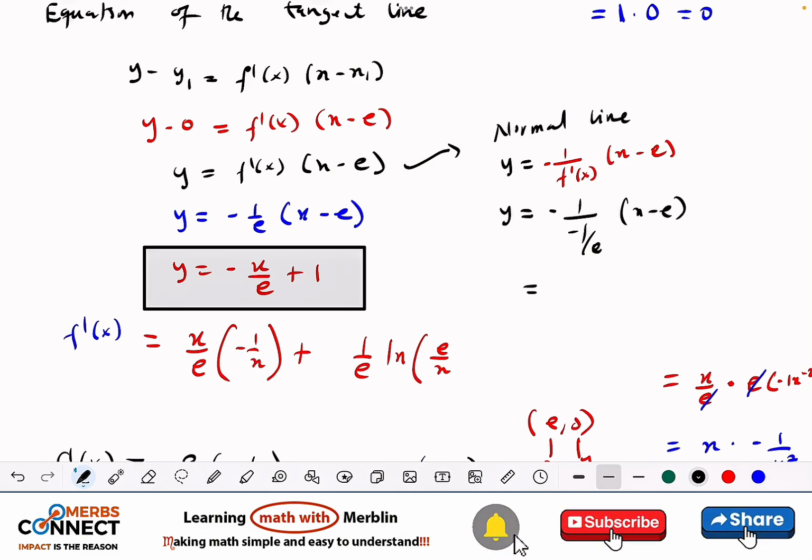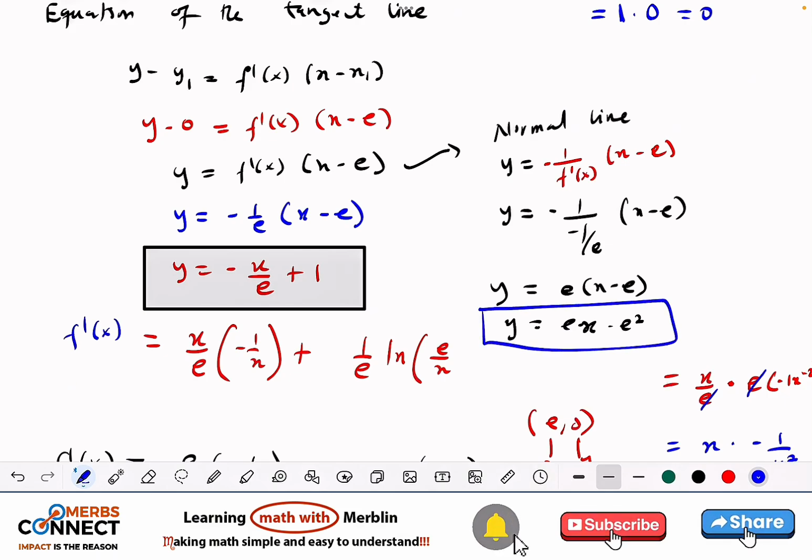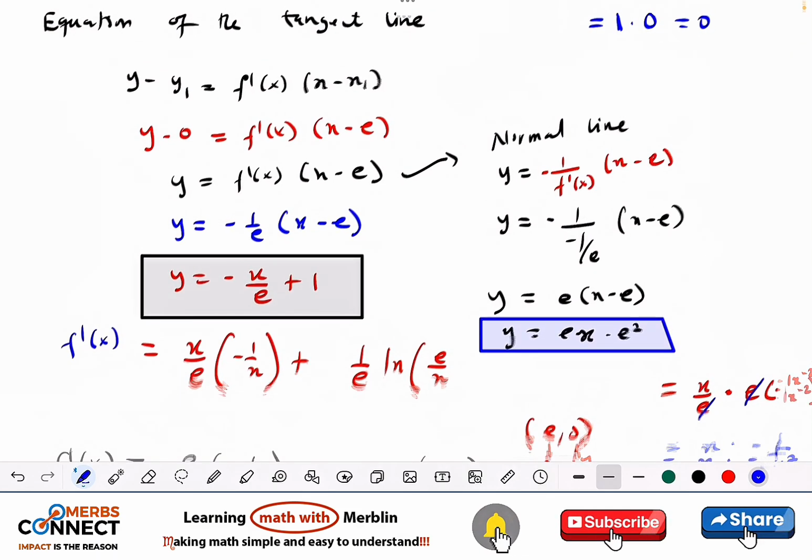So this is the same as e times x minus e, and this is going to give me xe or ex minus e squared. So this is the equation of the normal line. Very simple from there.